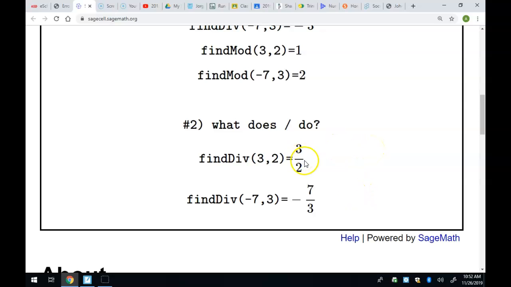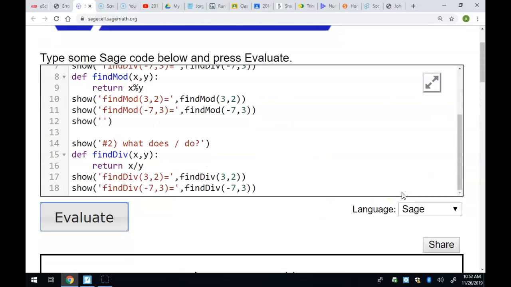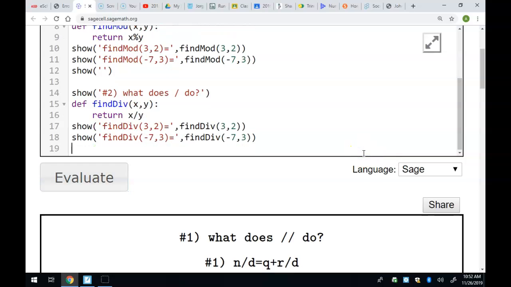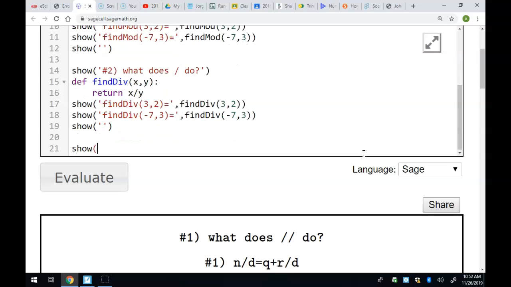So that's your normal divide, 1.5, negative 2.333, your float divide, right? Okay, that's what that is. So that's all there is to that. And let's do a blank show in the output. How about a blank line in the input? Show, just make it easy to read the input and output, right?